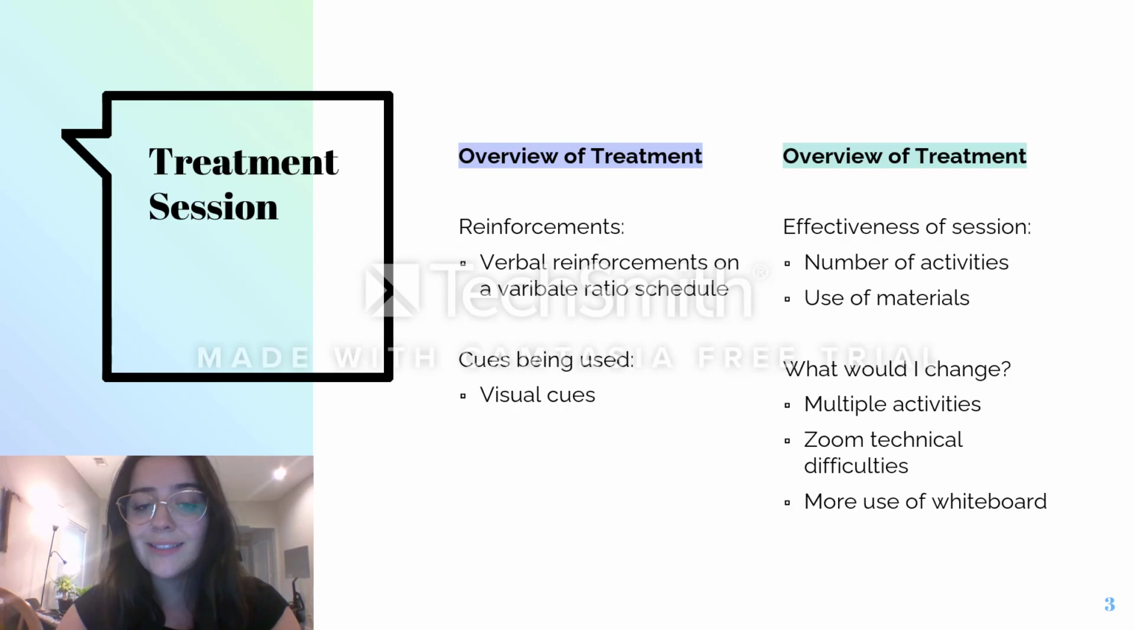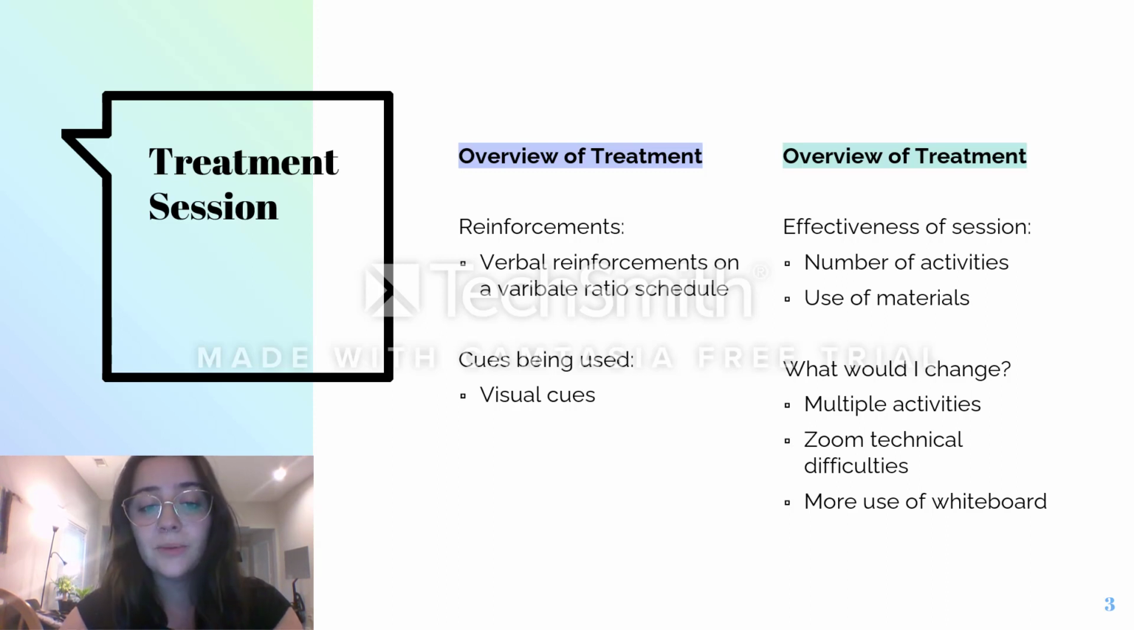Regarding the effectiveness of this session, there was only one activity completed throughout this session time, which was going through a story and discussing it between the client and the clinician. I felt like spending all that time on one activity was not super effective since the treatment session was about an hour long. Whenever the clinician used a whiteboard to visually cue lifted words to expand the client's vocabulary, the client responded really well to that. So I think the use of the whiteboard increased the effectiveness of the session tremendously.